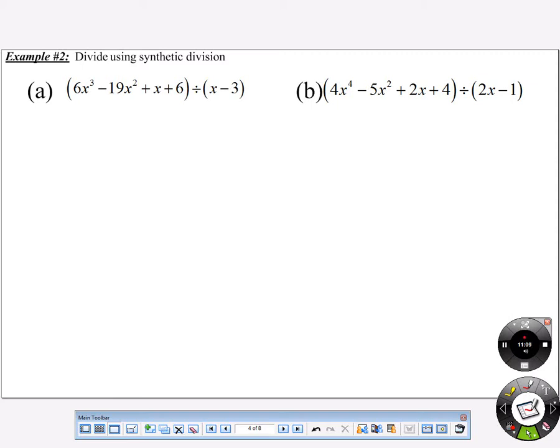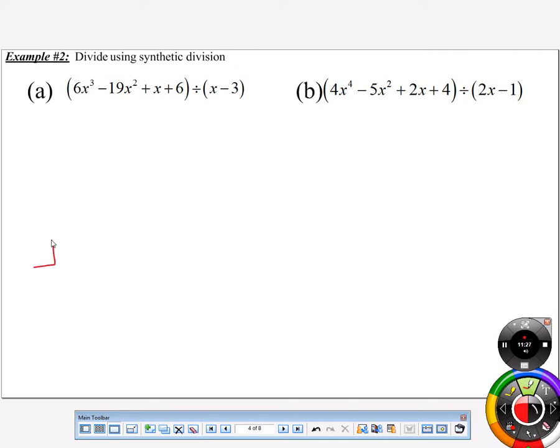So somebody give me the setup for part A. I'm going to do this division problem. Do I have synthetic division as an option? Yes. Okay, because I'm dividing by a binomial with degree 1. So setup. What goes in my little box?